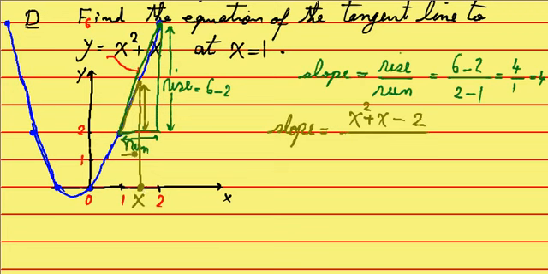Okay, now you think about this one. What is the run now? You're looking at this as your run. What is the run? You're going from 1 to x. So your run is what?